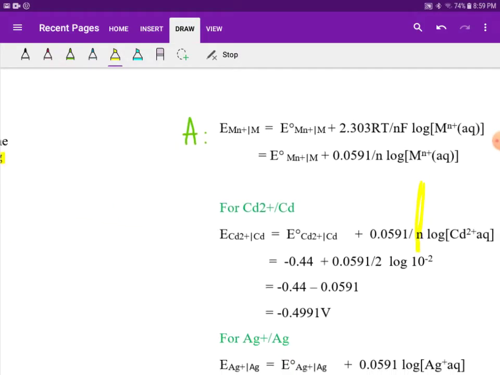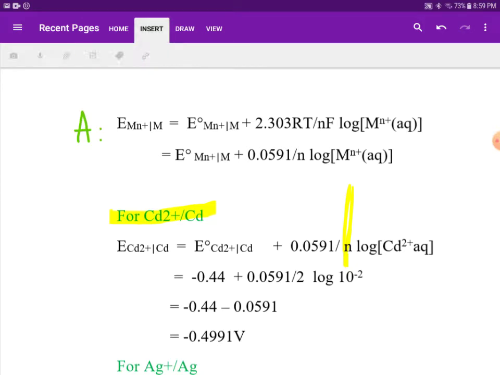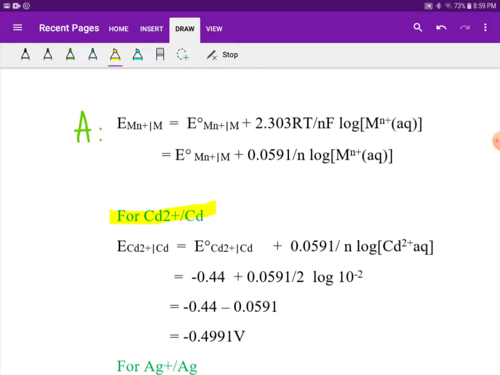That is, first for cadmium 2 plus bar cadmium, that is acting as the anode, the single electrode potential or reduction potential is E0 Cd2+|Cd plus 0.0591 by n log [Cd2+(aq)], that is equal to minus 0.44 plus 0.0591 by 2, 2 is the number of electrons, log 10 raised to minus 2. The answer is minus 0.4991 volts. Okay, first step.